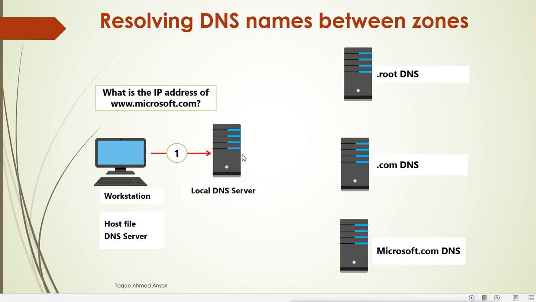So the local DNS server will not have that information about that zone. Now what does this DNS server do? It will say that I am not an authoritative DNS server. Now an authoritative DNS server means the server which can respond with the entry to the queries of clients.